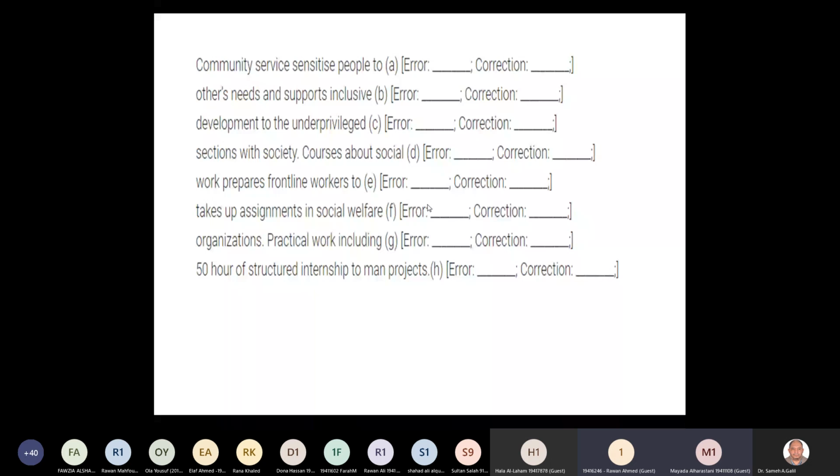After the line, after the fifth line, takes up assignments. It's take up assignments in social welfare. I think we did that. We're going to spend the rest of our life doing that. We have done. Yes. Already. Okay. Thank you, Mahmoud. Thank you so much.